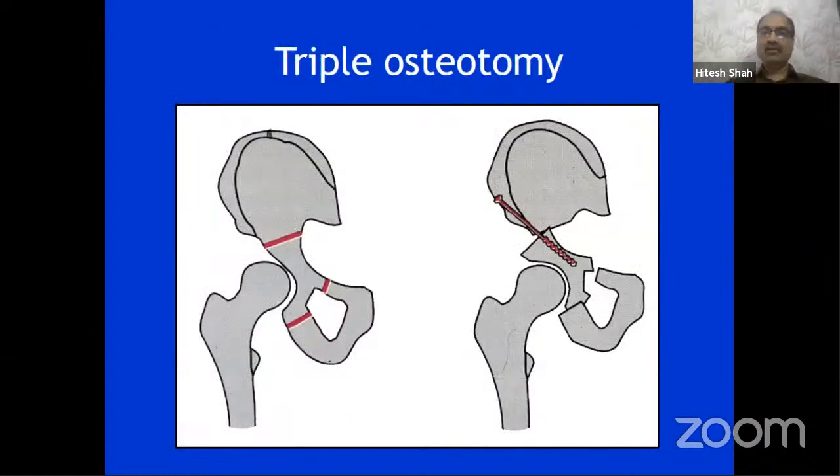What is the principle of the triple osteotomy? As I said, beyond 8 years of age and before the triradiate cartilage gets closed, we need to perform the correction, the reorientation of the acetabulum, by the triple osteotomy, cutting about the ilium, ischium, and pubis. It has to be fixed with one wire, but most of the time you do not require any graft.